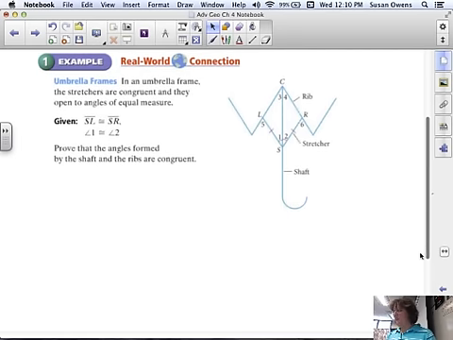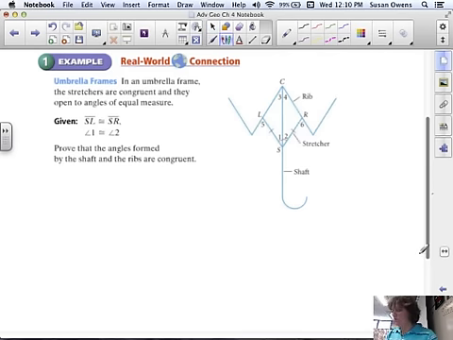Okay, so we have this umbrella frame, and the stretchers are congruent and they open to angles of equal measure. So we're given that SL is congruent to SR, and we're given angle 1 is congruent to angle 2, and we want to prove the angles formed by the shaft and the ribs are congruent. So that would be angle 3 and angle 4.